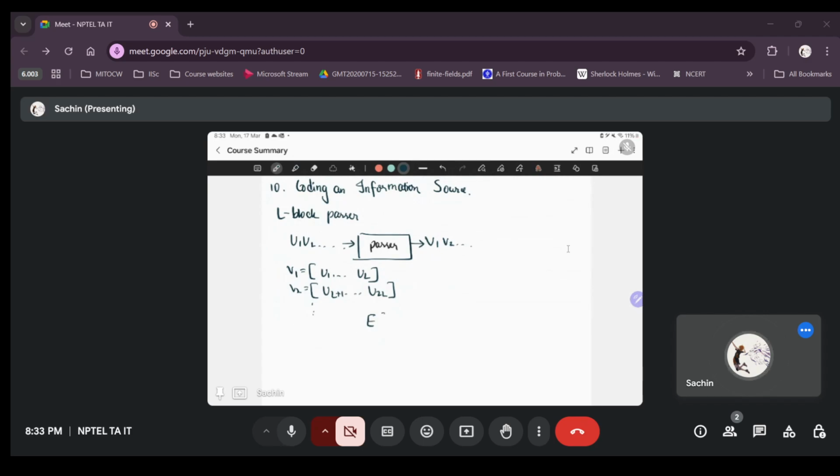Then you have your L-block to variable length coding, which will give you E[W], the expected value of the code word length per source letter, between H(U) by log D and H(U) by log D plus 1 over L. So by taking larger and larger values of L, you can get your E[W] by L as close to H(U) by log D as you want.